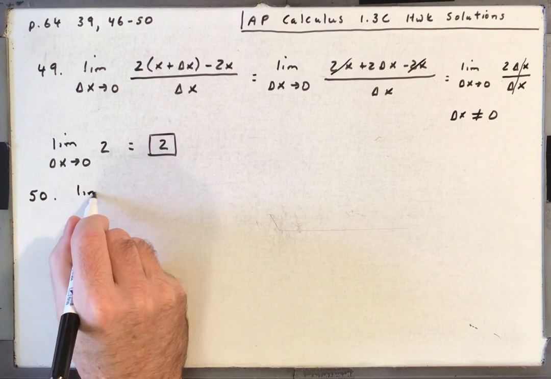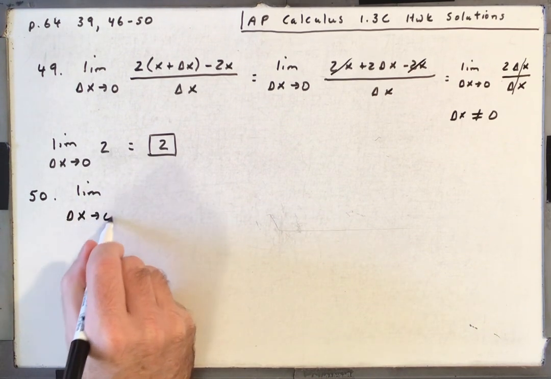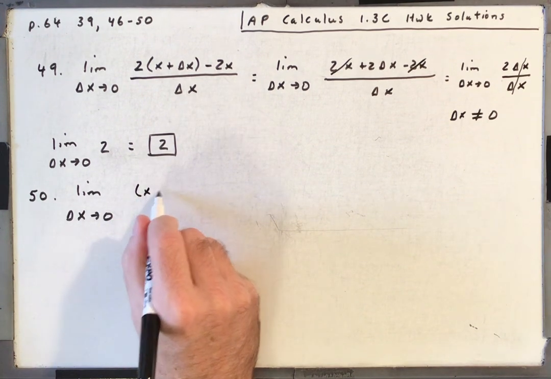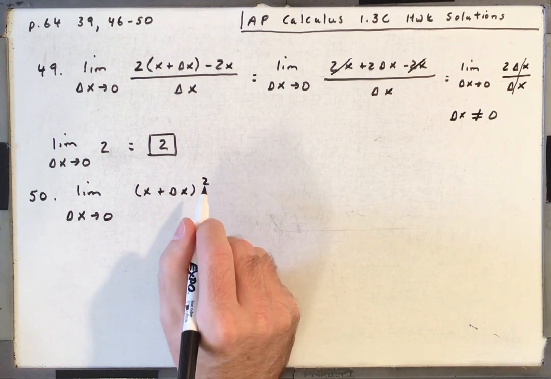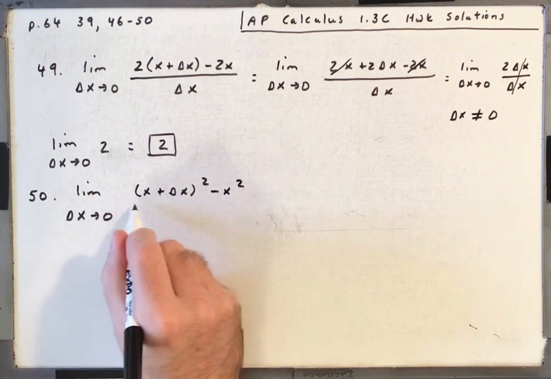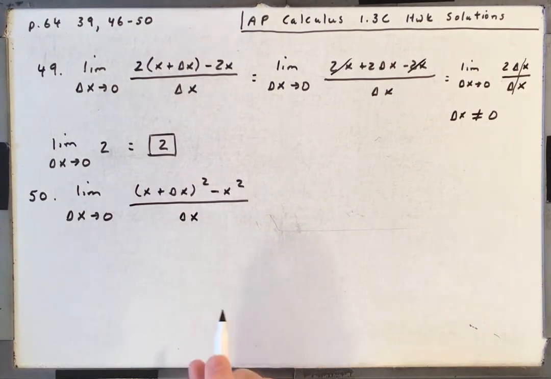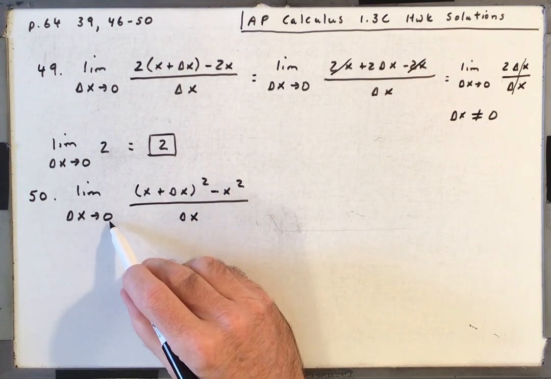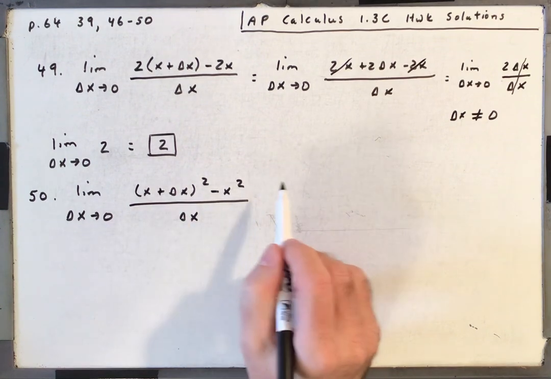All right, last one, limit as delta x approaches 0 of x plus delta x all squared minus x squared over delta x. Okay, so again, what you want to do is, if we plug in a 0 for delta x, we're going to have 0 over 0. You can do that mentally.